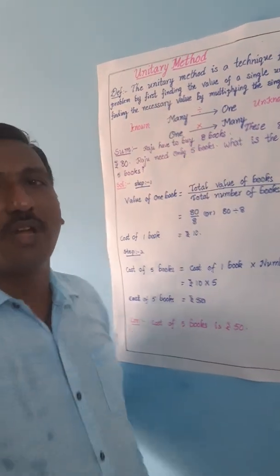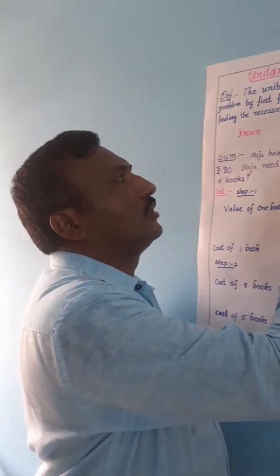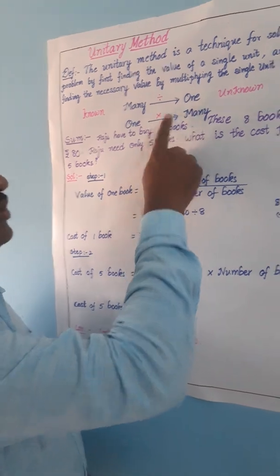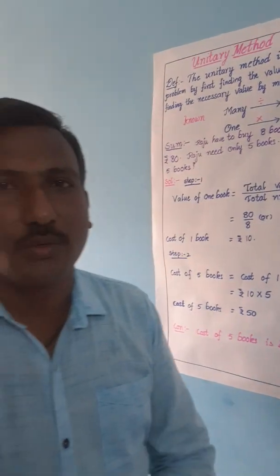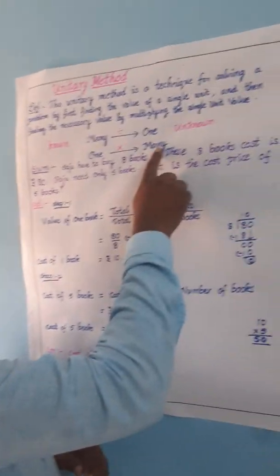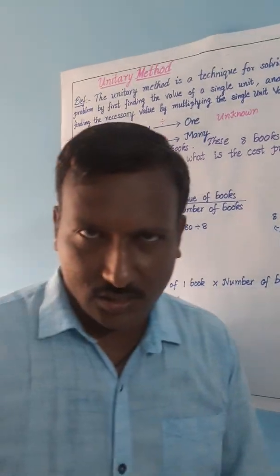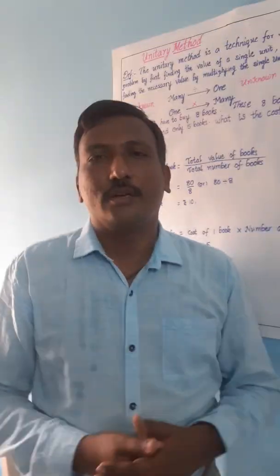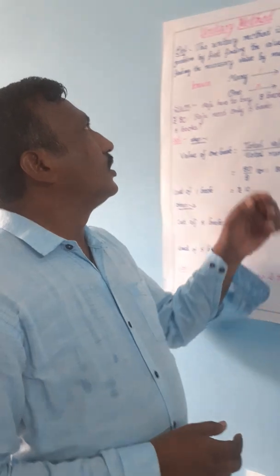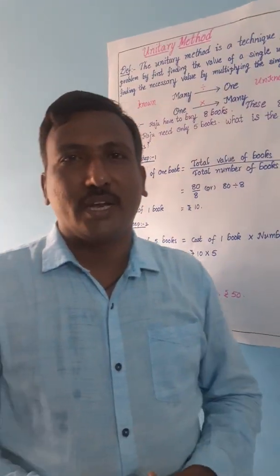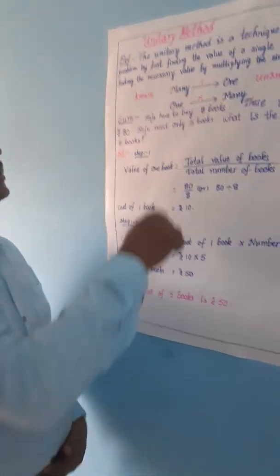Here we know that value. By using multiplication, we find the necessary value. Here, 2 pens is what we need. So we find that value. So here we have a problem. Like that we have to find this one.